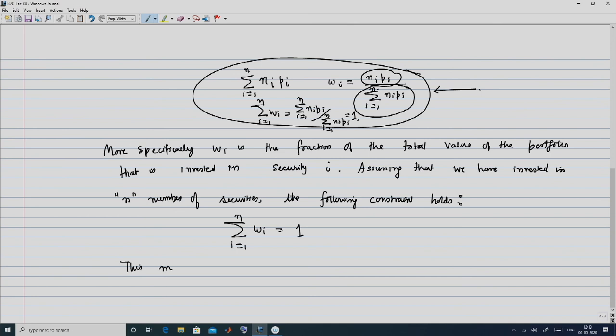So this means that the n fractions, that means W1 through Wn, of the total portfolio invested in n different assets adds up to 1. Okay, so now that we have defined the weight of a particular asset in a portfolio, the next thing we need to do is look at the two characteristic factors that are used to define a portfolio, namely the expected return and risk.